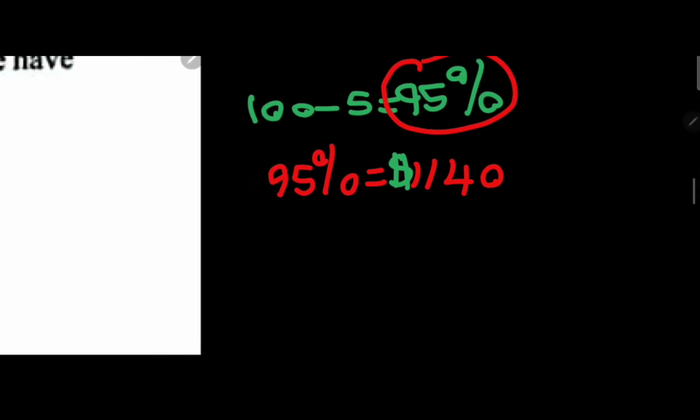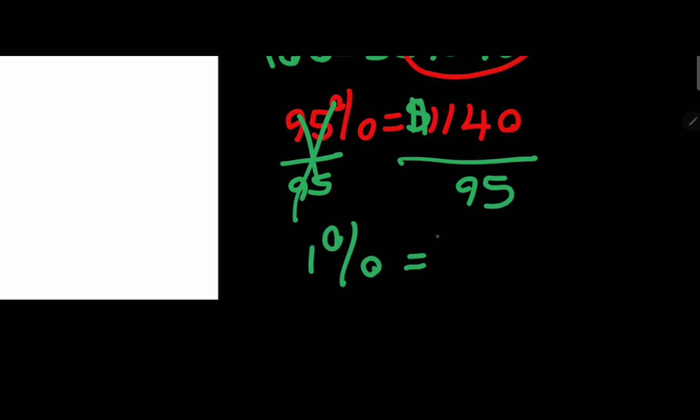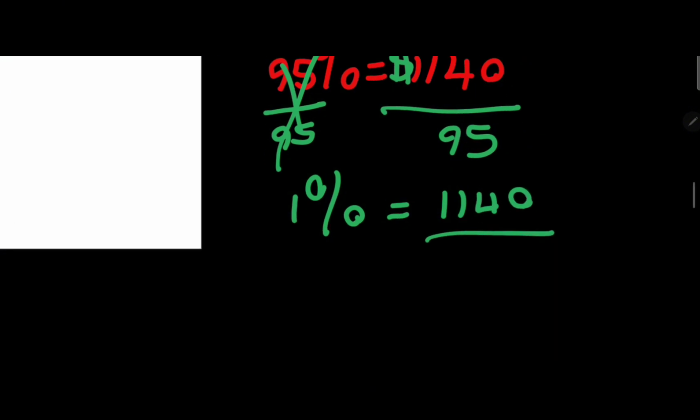So we need to find for 1 and then find for 100% of the cost price. So we need to divide by 95 on both sides, and this will give us 1%. So 1% is 1,140 being divided by 95. Again, we wouldn't have a calculator, so we need to do this by head.